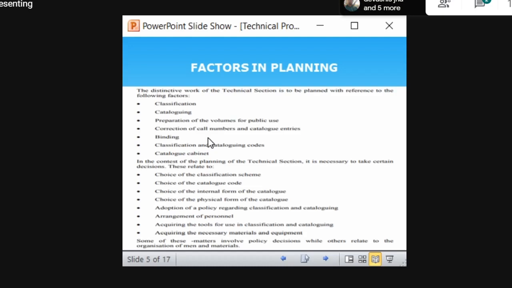Okay, so call numbers and everything they are correcting. Again they are rechecking. Correcting means they are rechecking. They are preparing volumes. They are sending them to the binding section. Everything they are doing, right?